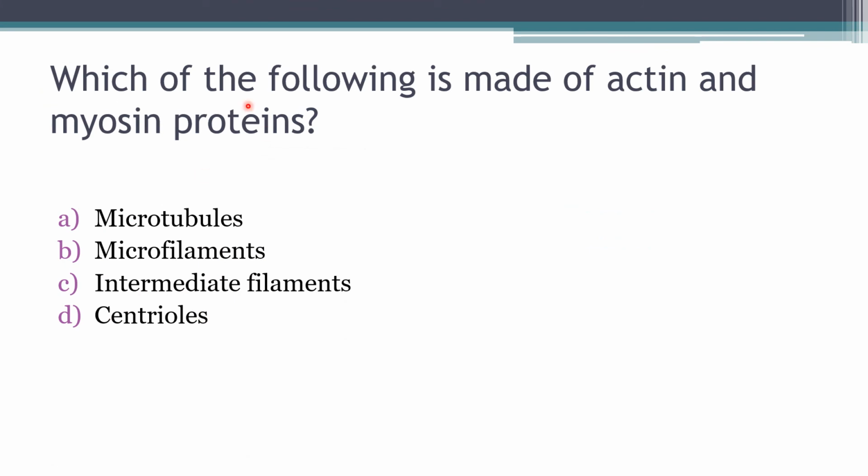All right, so let's answer a couple questions here. Which of the following is made of actin and myosin proteins? Actin and myosin. Right, so remember that's B, microfilaments. Microtubules is tubulin. Intermediate filaments, we didn't talk about it. Centrioles, that would still be made of tubulin, because remember, centrioles are made of microtubules.